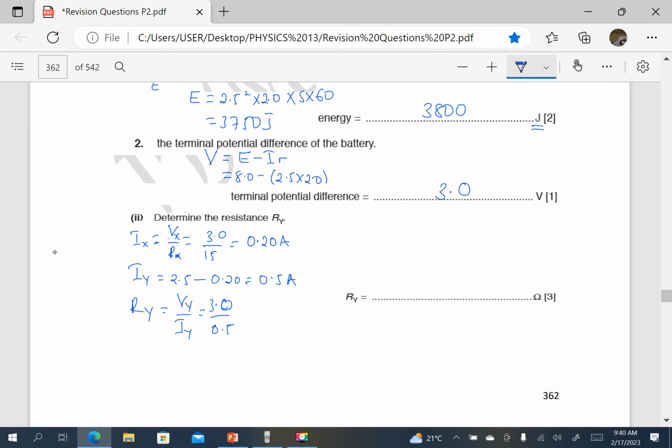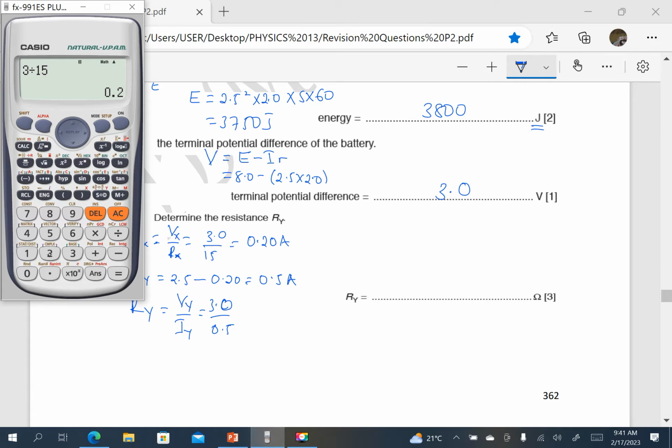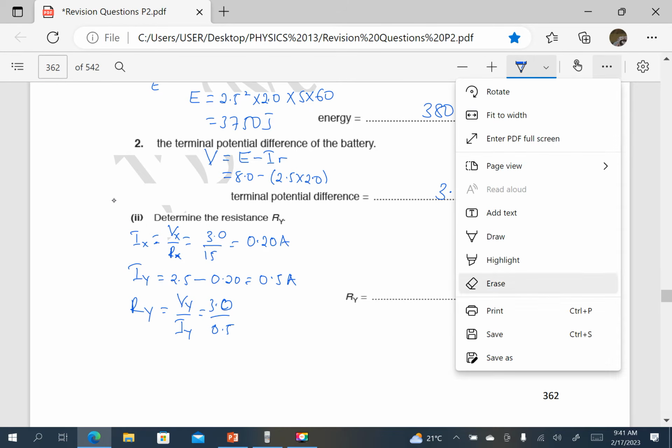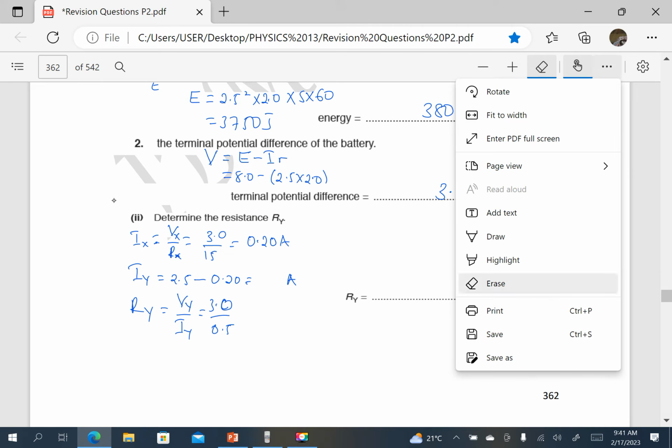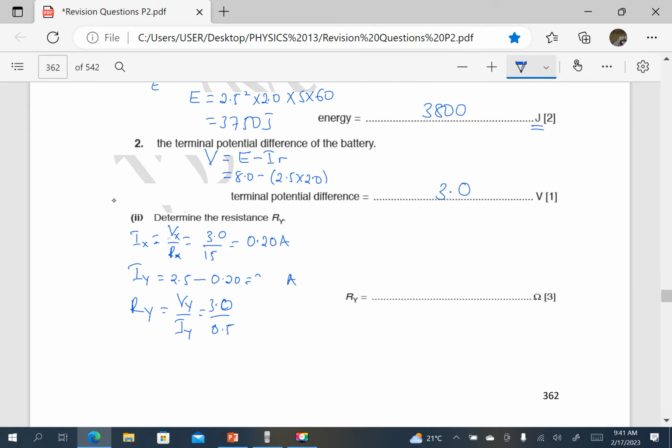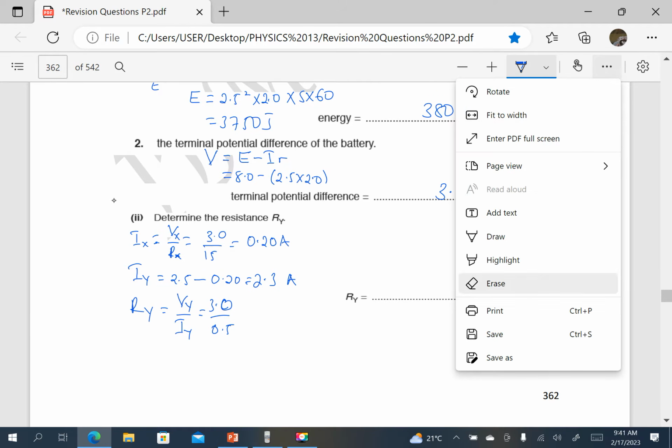Is it 0.5? No, sorry about that. 2.5 minus 0.2, sorry, so I think that is 2.3. This is 2.3, it's not 0.5. So this should be 2.3.